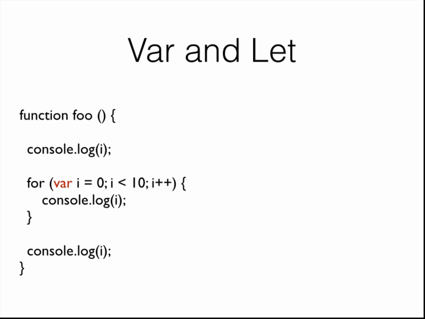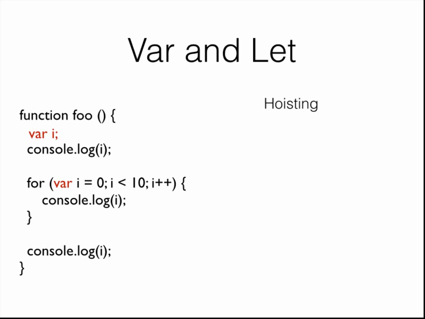So here I have a var keyword in a for loop, in a block, which is encapsulated in a foo function. Now what will this console log I output? Now JavaScript has a functionality called hoisting. Hoisting means taking it to a higher placement.